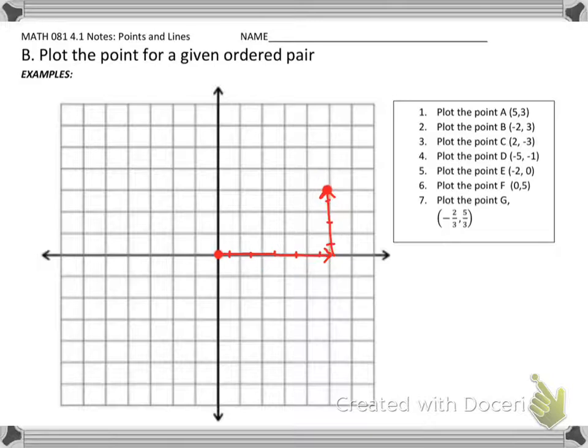Oops, sorry. So I'm going to erase the work that I just did so that the graph is nice and clean. So that's point A. Okay, how about point B? So point B is -2, 3. So that means I need to go to the left 2 and up 3. So B is going to be right here.